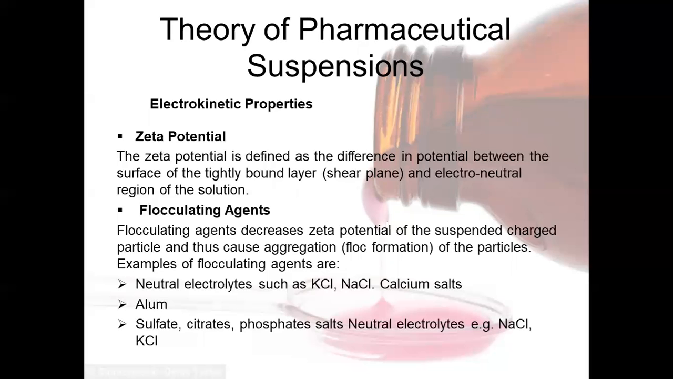Okay, and the flocculating agents. The flocculating agents decrease the zeta potential of the suspended charged particles, thus causing aggregation or flock formation of the particles. Examples of flocculating agents are neutral electrolytes such as potassium chloride solutions or sodium chloride solutions, calcium salts, alum, and citrates, sulfates, phosphate salts, neutral electrolytes like NaCl, KCl, etc.